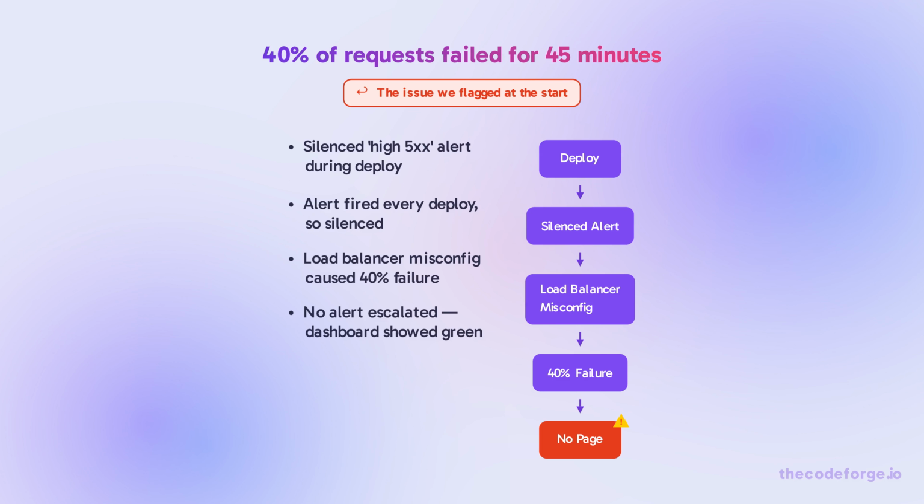This is the same issue we highlighted at the start. Here's exactly why that happened. The team silenced a high 5xx rate alert that fired every deploy. 3 weeks later, a load balancer misconfiguration caused 40% failure for 45 minutes. Because the alert was silenced, no one was paged, and the dashboard showed green.